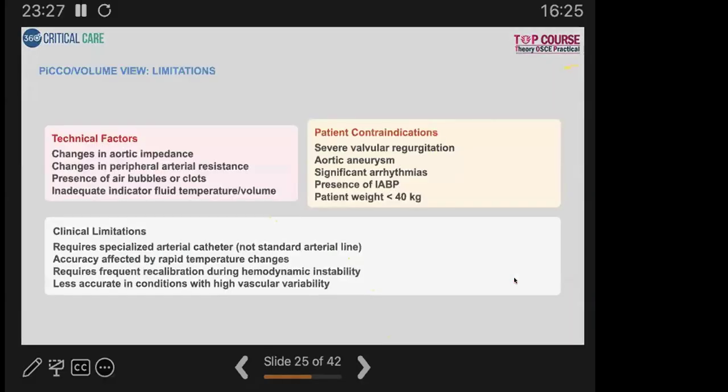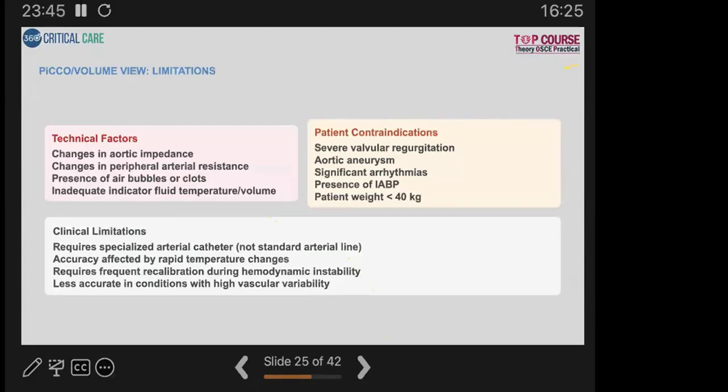So what are the limitations when it comes to PiCCO and VolumeView? The technical factors could be any change in the aortic impedance, any change in the peripheral arterial resistance. This is very important. And the presence of air bubbles or clots, or inadequate indicator fluid temperature or volume could be some of the technical factors and limitations.